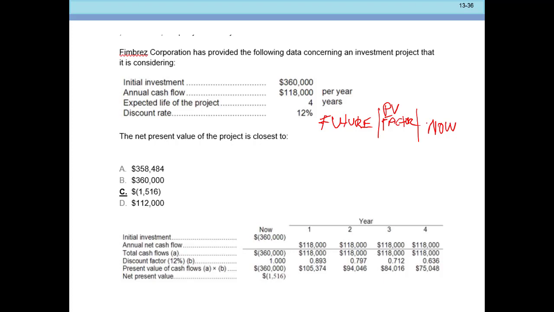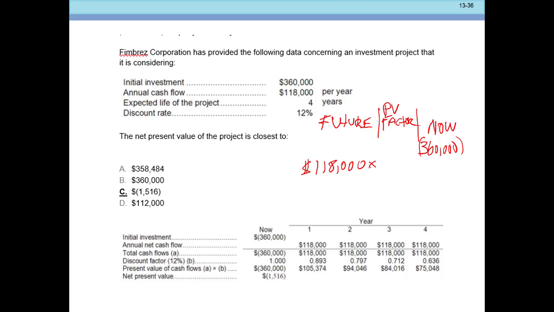Okay, this is the way I set these up. Amounts that are going to go in the future versus now. And then I put a present value factor. So I have a payment that's going to come out now, which is what? This initial investment of $360,000, which is coming out now, isn't it? Then I have this $118,000 that is going to be coming in the future, isn't it? But I need a present value factor, don't I?